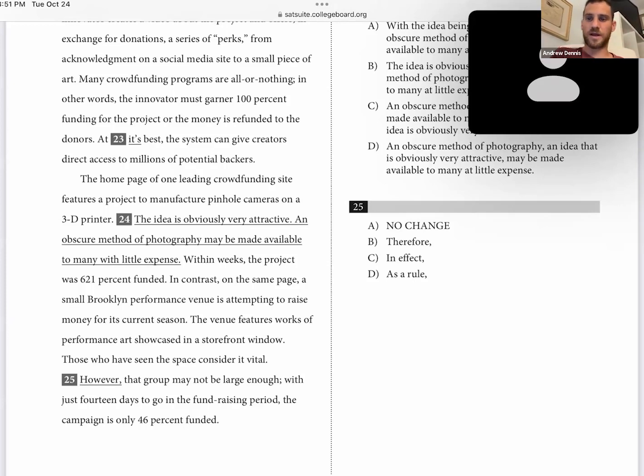Therefore, that group may not be large enough. Should we keep it? However, I think that group may not be large enough. Yeah, no change, right? It features works of performance. Those who have seen the space consider it vital. However, that group may not be large enough. I think 25 is going to be no change.